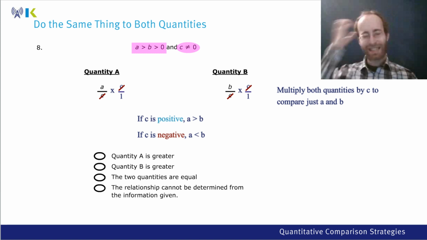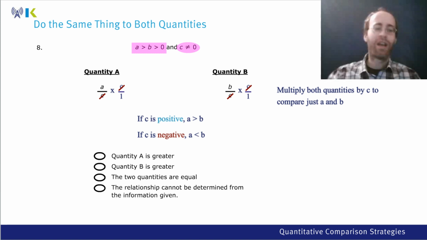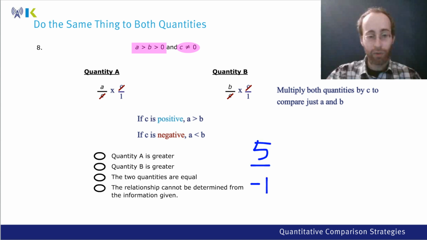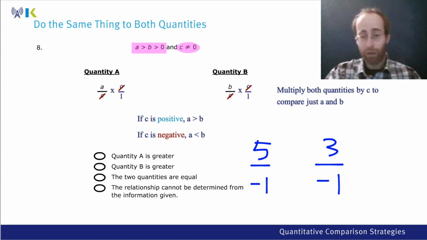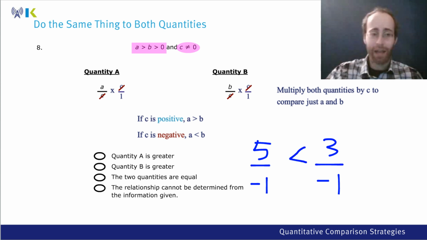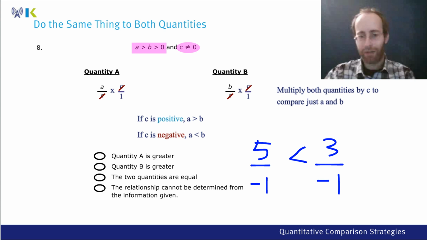And if you're sitting there like, oh, my brain's hurting, why? Think about it like this. If I have something like 5 over negative 1, and then on the other side I have 3 over negative 1, you see how that ends up working? If I look at these two numbers, one of them is negative 5, and the other one is negative 3. So actually negative 5 is less than negative 3, even though positive 5 is greater than positive 3.